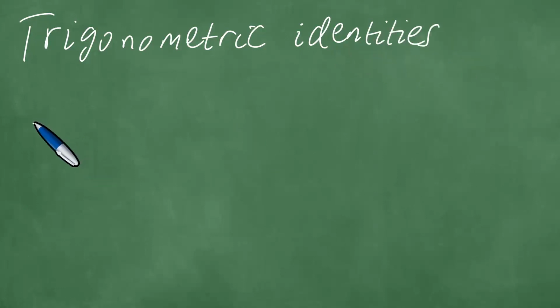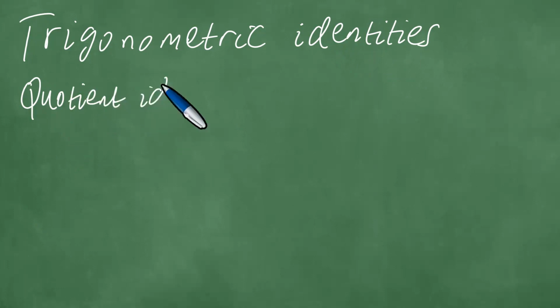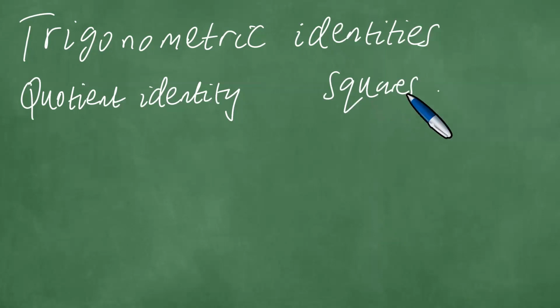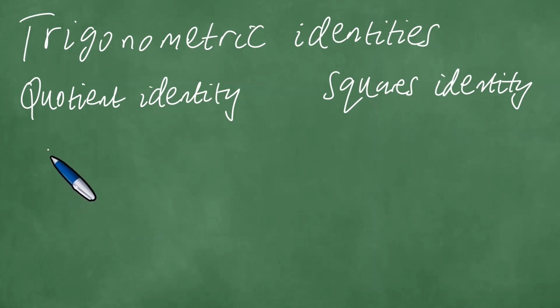What are the trigonometric identities of choice? There's something we call the quotient identity, and there's something that we call the squares identity. These things will be availed to you. The video will be posted to you. So, what is the quotient identity?